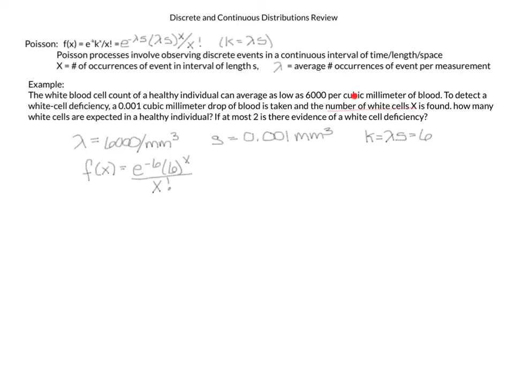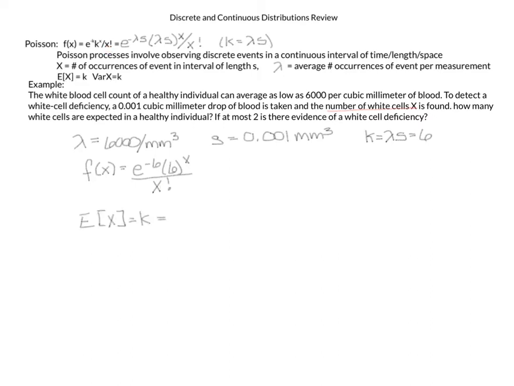Next, I'm going to write down the relevant information I need for my Poisson distribution. I need gamma, the average number of occurrences per unit of measure. That's 6,000, because this is the average. It can be as low as 6,000, so that's what I have. Then I need the length of the interval S. Here, S is the 0.001 cubic millimeters of blood. So k times S is equal to 6 by this formula. So f of x is equal to e to the minus 6, times 6 to the x, over x factorial.